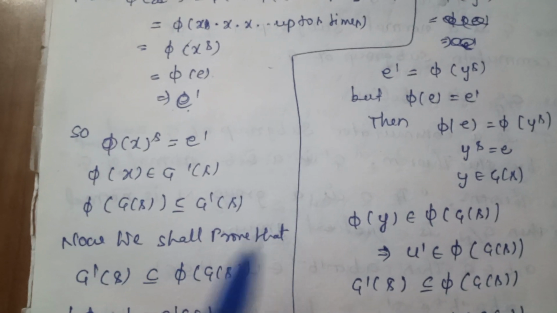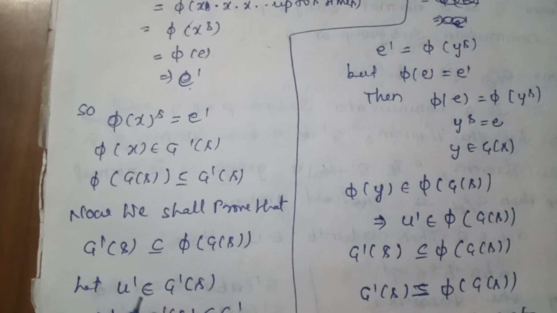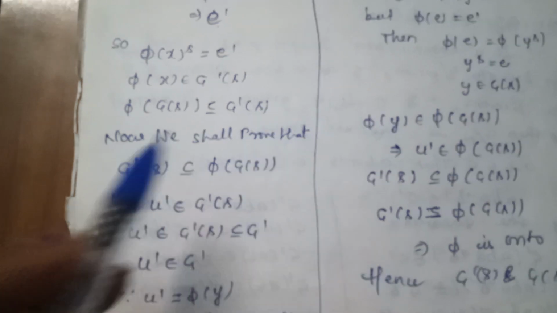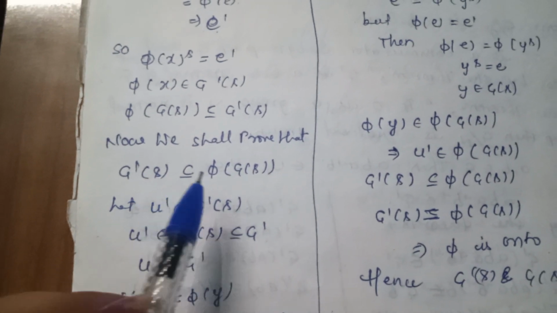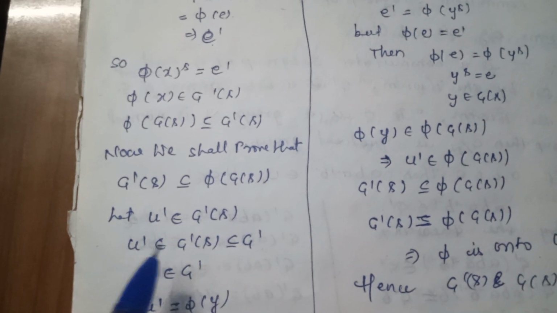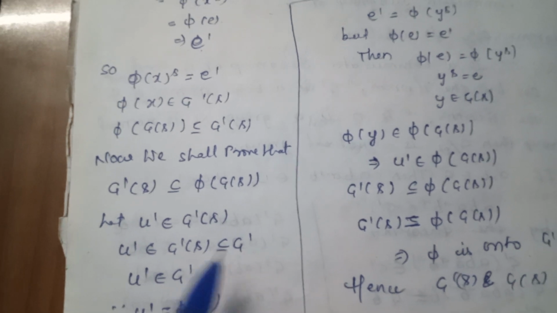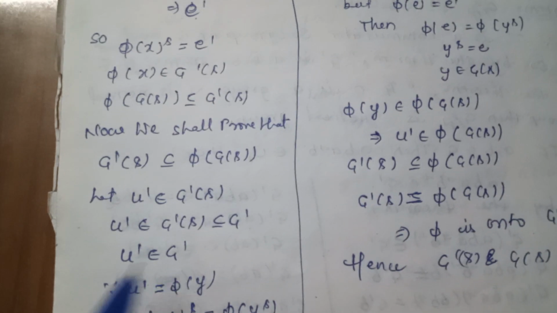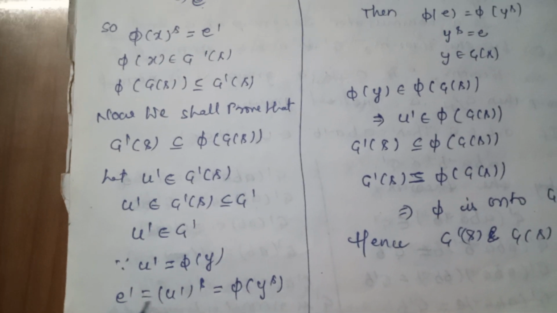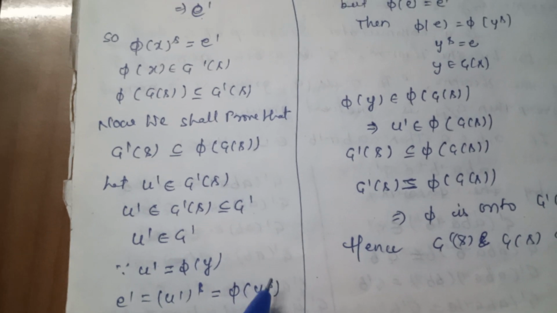Now we shall prove that G dash_s is a subset of phi(G_s). Let u dash belong to G dash_s. U dash belongs to G dash since u dash is equal to phi(y). So e dash is equal to u dash to the power s, which is equal to phi(y) to the power s.